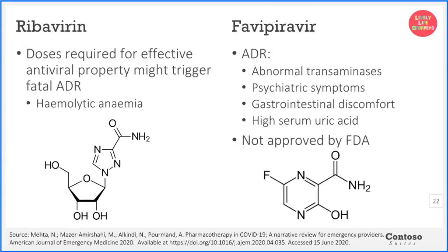According to the paper cited at the bottom of this slide, doses required for effective antiviral property might trigger fatal adverse effects such as hemolytic anemia. Despite this, the drug is recommended in Malaysia guideline. On one hand, favipiravir has side effects such as abnormal transaminases, psychiatric symptoms, gastrointestinal discomfort, high serum uric acid and others. It is not approved by FDA.